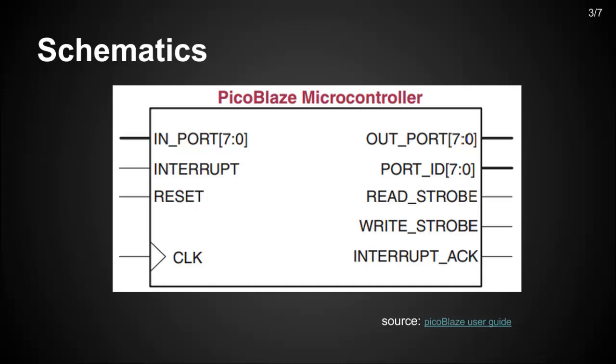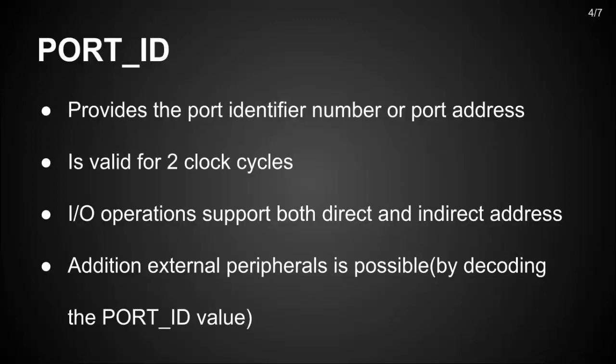We have a clock and a reset input and also an interrupt input and output. The port ID we are going to see a little bit further in this slide. It provides the port identifier number or the port address for both input and output operations. It is available for 2 clock cycles, providing enough time for decoding logic or to connect to a synchronous RAM.